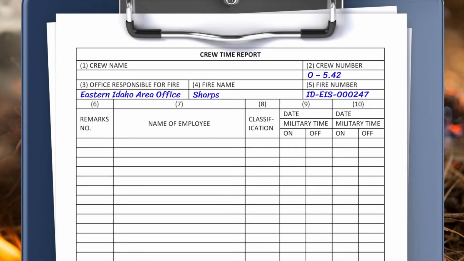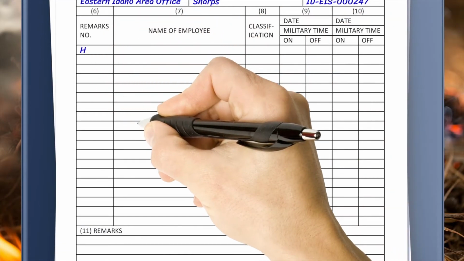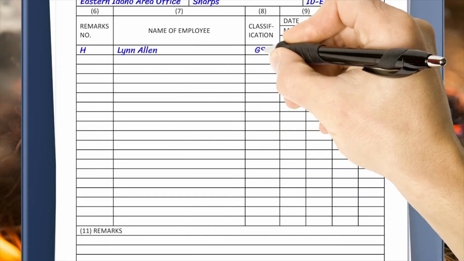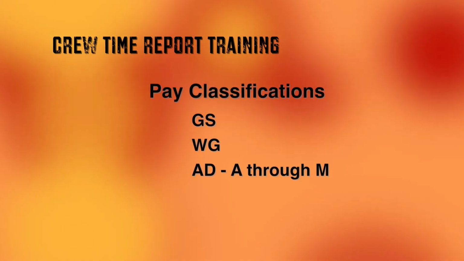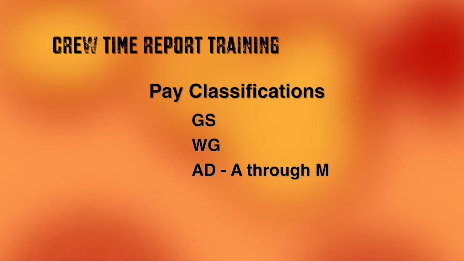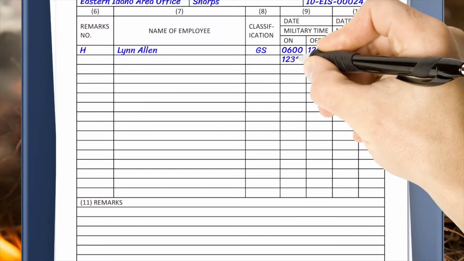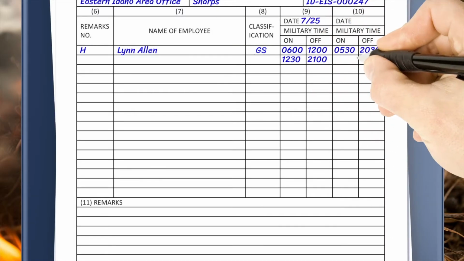The next section is where the single resource needs to enter their name, classification, time worked, and remarks. Block 6 is a number or letter code that will correspond with remarks that will be entered in Block 11. Block 7 is the name of the employee, and Block 8 is the employee pay classification. For a federal employee, this block will be GS or WG. For an AD, remember to put the classification level, such as ADF. Blocks 9 and 10 are for entering the time work started and the time work stopped. Remember to enter the date at the top of blocks 9 and 10.